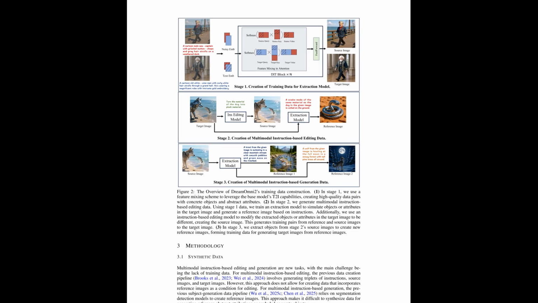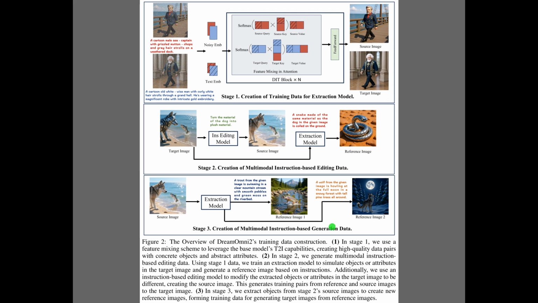So Figure 2 outlines the 3-stage data engine that powers the method. The top panel shows feature mixing inside a diffusion transformer, which blends source and target attention streams so paired images share objects or abstract traits. The middle panel builds editing triplets by using an extraction model to craft references and an editing model to create a source image. The bottom panel assembles generation data by extracting multiple references from those sources, yielding rich multi-image supervision.